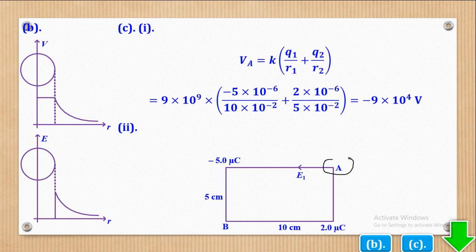Then between this and this, here there is a positive 1 coulomb and this is a positive charge, so there will be repulsion because this is fixed. Repulsion will be in that direction. Therefore we shall come and put it as E2.